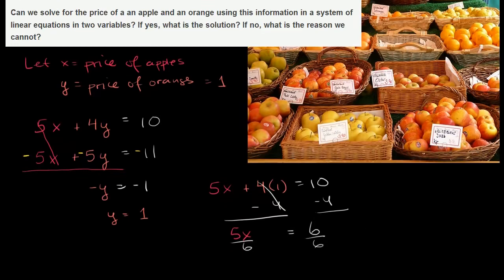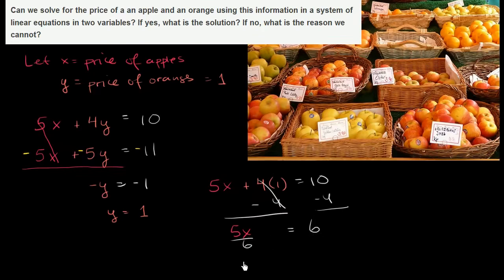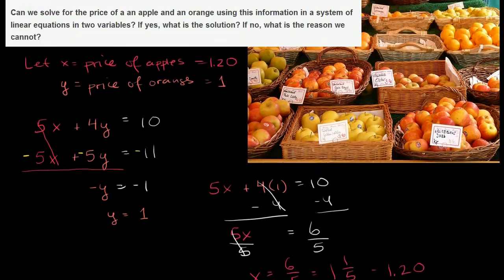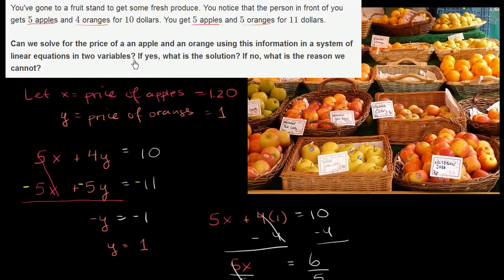We can divide both sides by 5 in order to solve for X. My brain isn't working, it's late in the day. Dividing by 6 wouldn't have done anything; we would have gotten 5/6 X. We just want to get an X here. So dividing both sides by 5, we get X is equal to 6/5, which is the same thing as 1 1/5, which is the same thing as $1.20. So it's $1 per orange and $1.20 per apple. So we absolutely could figure out the prices of apples and oranges using the information given.